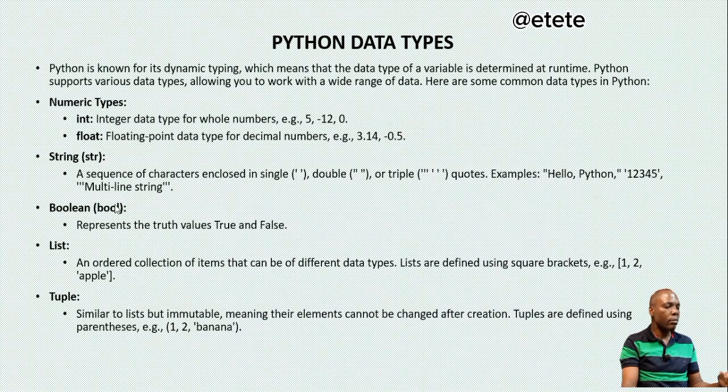Boolean represents the truth values, which is what? True and false. That's only two values, true and false. List, an ordered collection of items that can be of different data types.